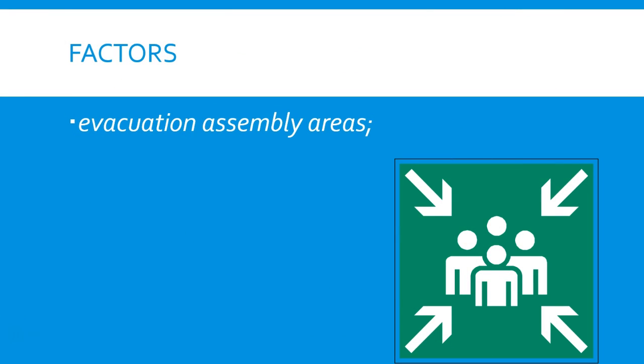Evacuation assembly areas. This is for fires or anything like that. Within the college, it's actually the back of the car park. But yeah, that is basically the assembly area. That's the point where people should go if there's a fire.